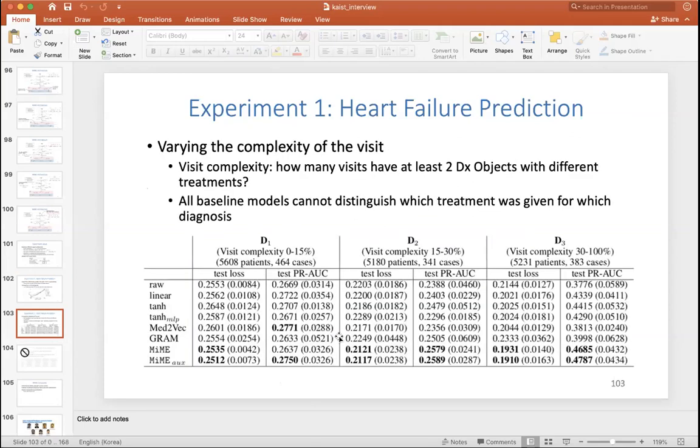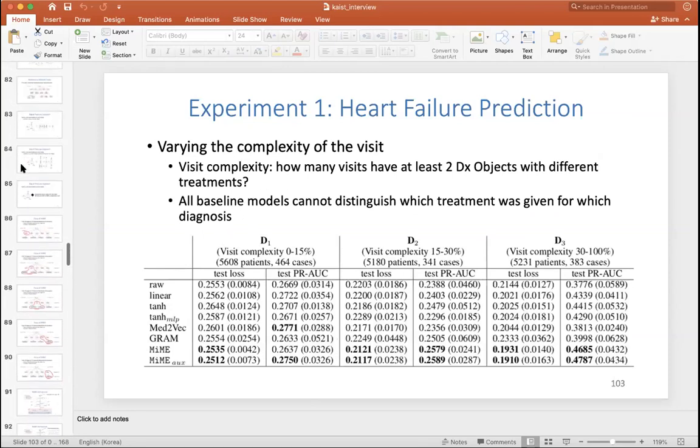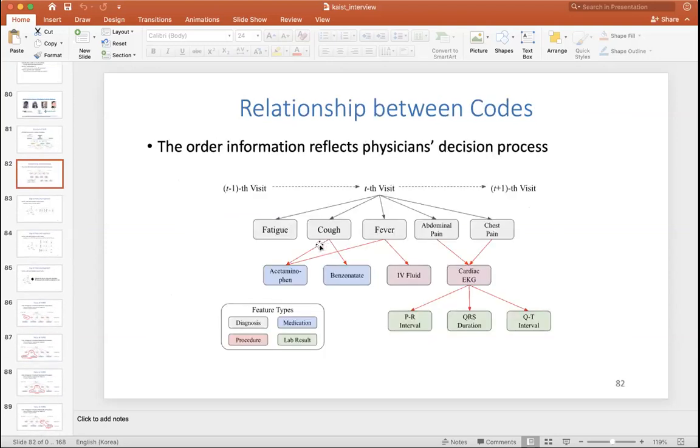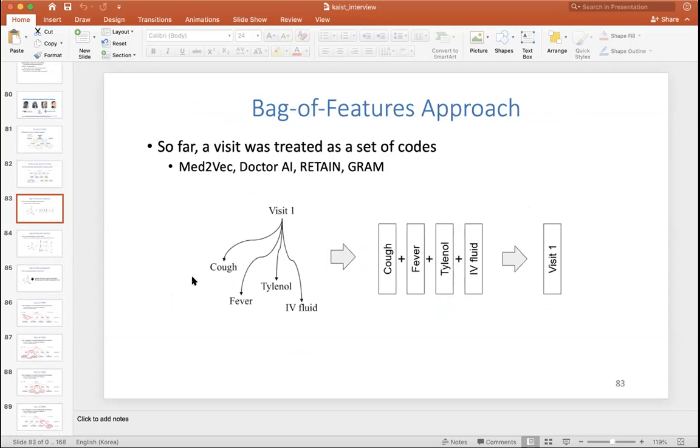Another way is that giving this red arrow information is especially effective when there are a lot of things happening within the visit. For example, if there are only 4 things happening in the visit, then it's pretty obvious. You don't need a lot of imagination or need to wonder about the relationship between each individual code, because obviously cough and fever led to Tylenol and IV fluid.